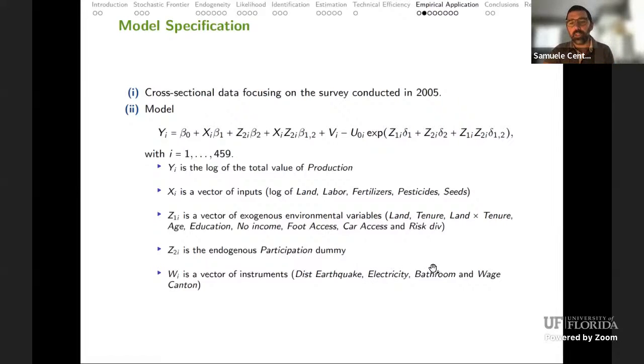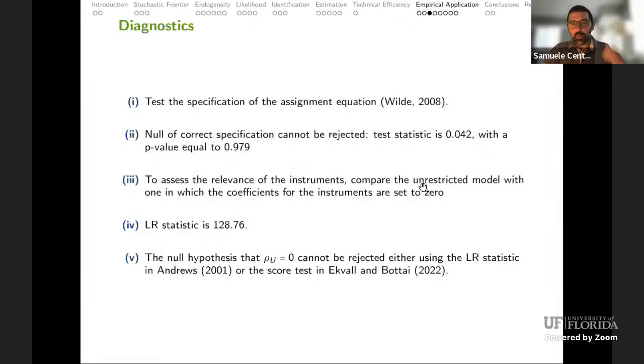There is electricity, so how many families in the municipality where the household lives have electricity in their homes, and what's the proportion of those who have bathrooms. And we use the external wage that is available for other jobs that they can do outside of cultivating their land. So we do a bunch of diagnostics. All of that is in the paper.